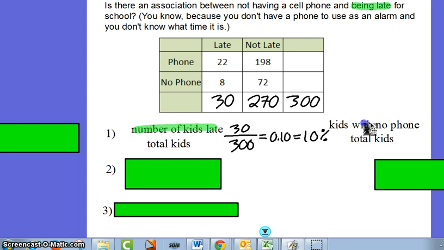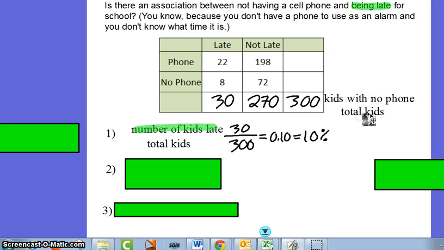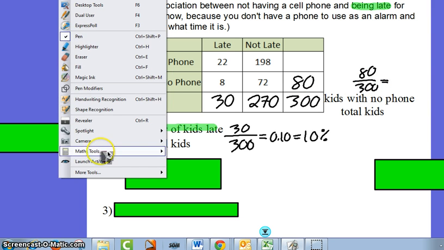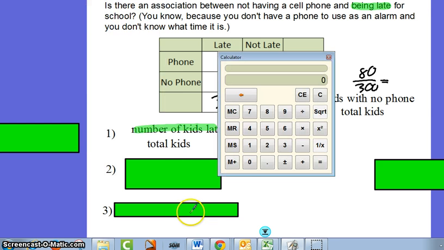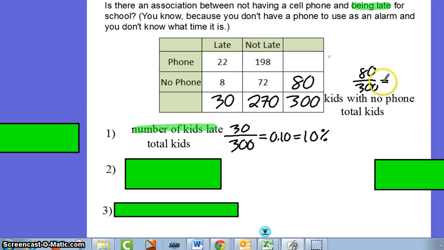Actually, I take that back. I'll go ahead and take a look at it right now. So we have kids with no phones. So we have 8 plus 72. We have 80 kids without phones. So 80 out of 300. And take 80 and divide that by 300. Let's see here. 80 divided by 300 is going to give you about 26%. So we'll say 26.6 repeating percent.